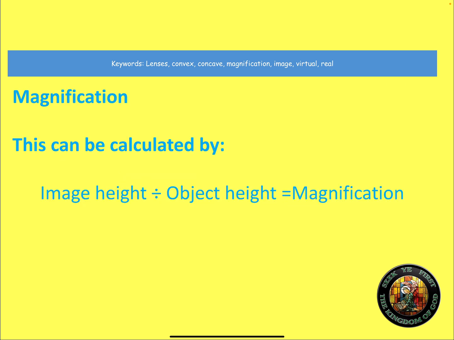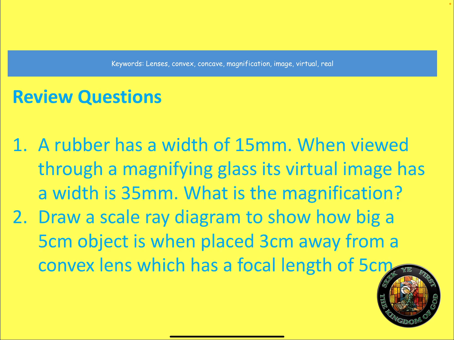To calculate magnification, it's the height of the image divided by the height of the object. That will give you the magnification. Here's a couple of questions that you can attempt. First one is calculate the magnification, and the second one is a typical AQA question where you will have to draw this to scale, and the best thing to do here is use a graph paper. You can pause the video here, hopefully you've got a graph paper and you can have a go at this.